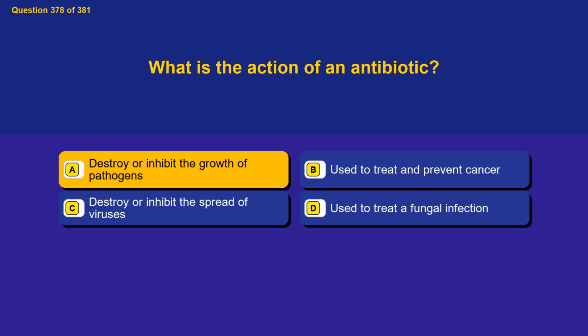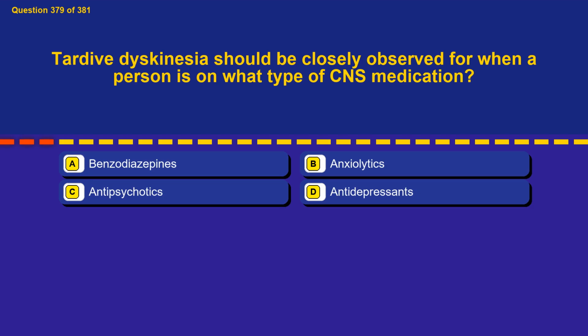The correct answer is option A, destroy or inhibit the growth of pathogens. Question 379. Tardive dyskinesia should be closely observed for when a person is on what type of CNS medication? Option A, benzodiazepines. Option B, anxiolytics. Option C, antipsychotics. Option D, antidepressants.